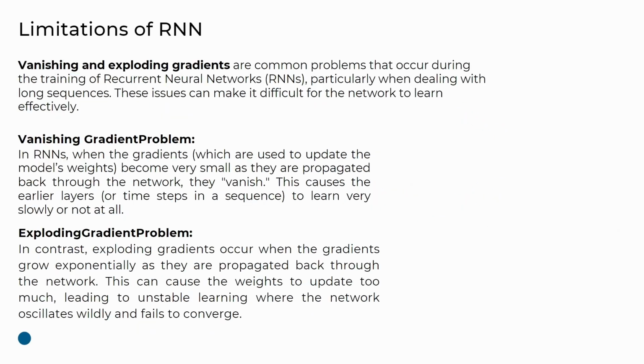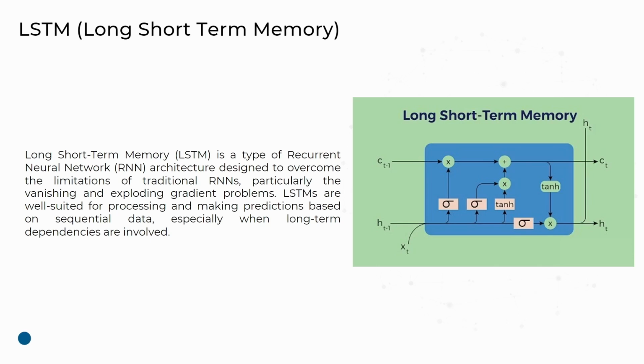Okay, next we will cover long short-term memory. Long short-term memory is a type of recurrent neural network architecture designed to overcome the limitations of traditional RNN, particularly the vanishing and exploding gradient, which I have explained. LSTMs are well suited for processing and making predictions based on sequence data, especially when long-term dependencies are involved. In that whole paragraph or whole sentence, what should I remember and what should I forget? That's the main objective of LSTM, which it handles with the help of a memory cell.